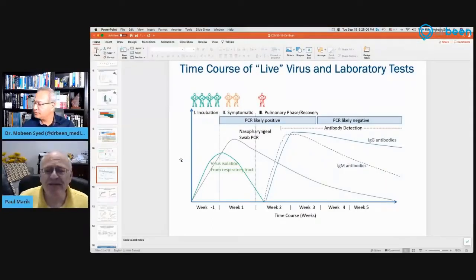And then you can see that the antibody response kicks in once the viruses stop replicating, obviously indicating the development of cell-mediated immunity from B cells and T cells. So this follows the end of viral replication.